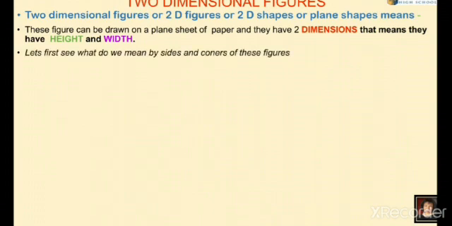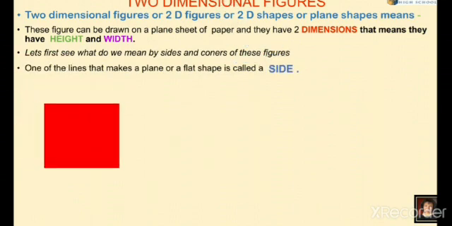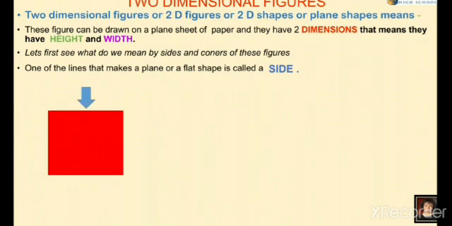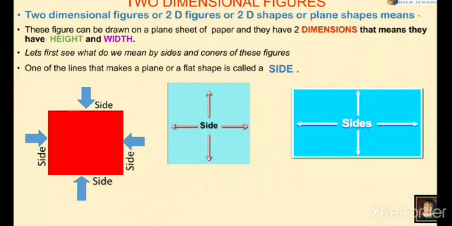Let's see what we mean by the sides and corners of these figures. One of the lines that makes a plane or a flat shape is called a side. Let's draw a square first. So this is side number 1, second side, third side and the fourth side. This is a square figure and it has 4 sides. Then we draw a rectangle. A rectangle too has 4 sides.